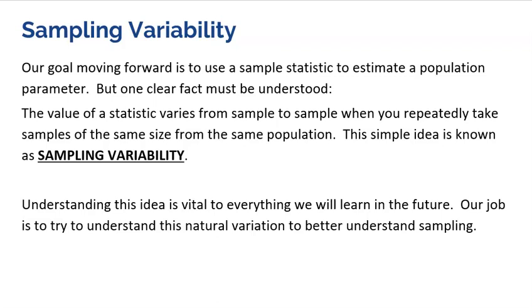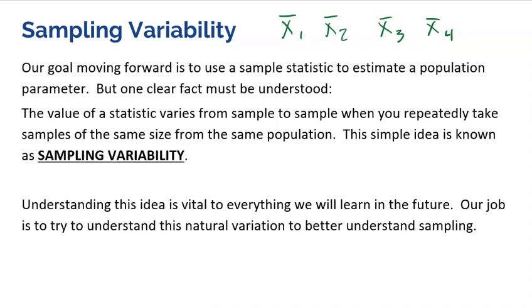So remember, sampling variability is this idea that the value of a statistic will vary from sample to sample. If I look at the mean of a sample, and then I look at the mean of a second sample, and then I look at the mean of a third sample, and I look at the mean of a fourth sample, all of those sample means are going to be different. It doesn't mean I did anything wrong. It just is a natural occurrence that happens when you look at different samples.